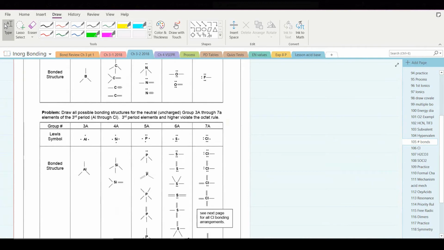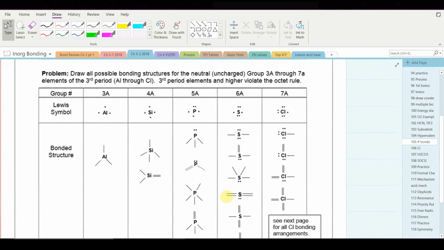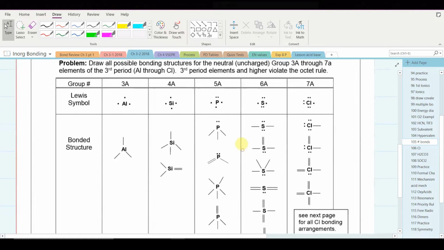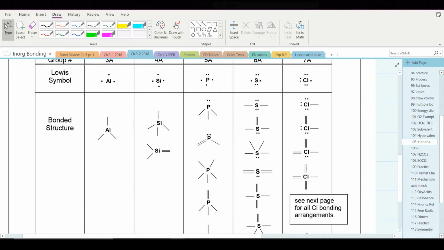So I've drawn here Lewis symbols of the 3rd period elements, at least aluminum through chlorine. And then here's an exercise for you to do. Go and take each one of these non-bonded electrons in the Lewis symbol and start bonding them with covalent bonds and see how many possibilities you can come up with, bearing in mind that you can have more than 4 bonds. You could have a lot more. You'll run out of electrons before you run out of space.